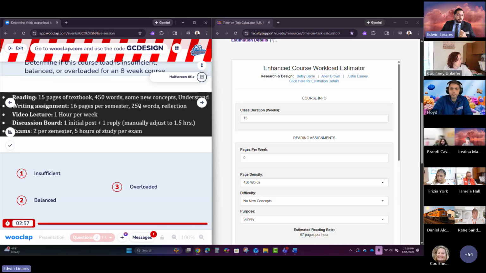For this particular scenario-based question, I have outlined the different sorts of assignments that somebody could implement within their course. The question here is to determine if the course load is insufficient, balanced, or overloaded for an 8-week course. For reading, we have 15 pages of textbook, 450 words. There are some new concepts, and it is meant to be understood.